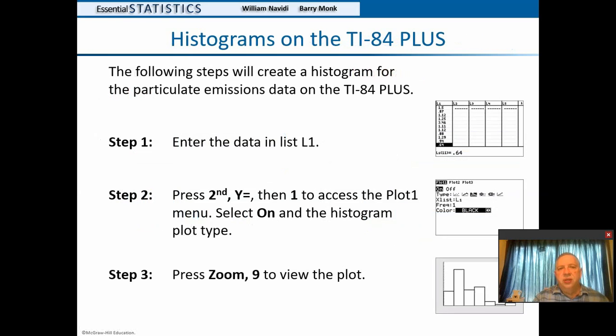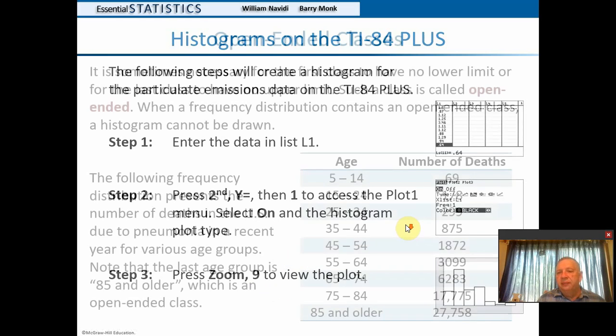Your textbook slides also provide some instructions if you're using the TI-84 Plus on how to create a histogram. Enter the data in list L1, press second Y equal, then 1 to access the plot, and then you can zoom 9 to view the plot.